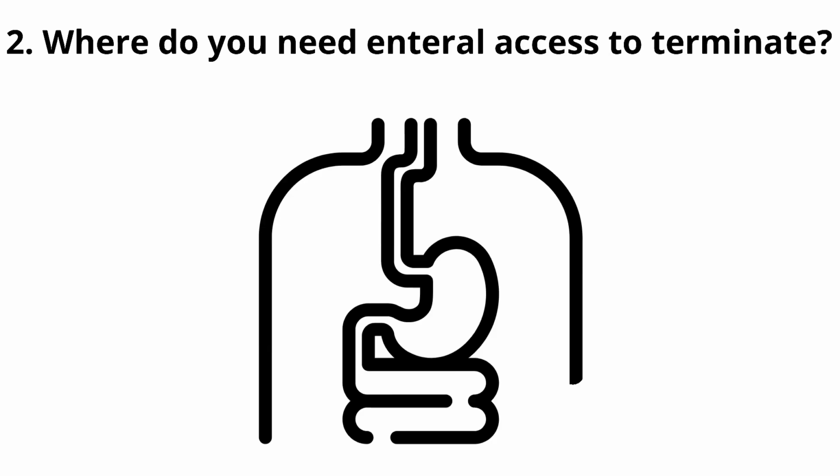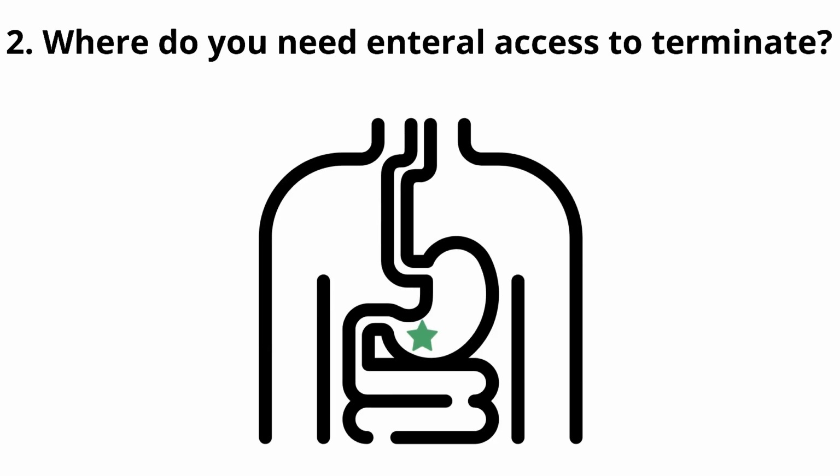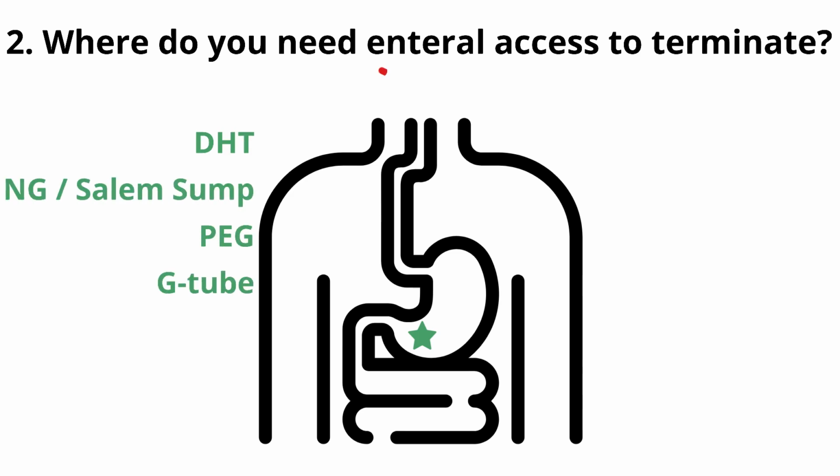Now on to factor number two. Where do you need enteral access to terminate in the GI tract? Our gastric enteral options end in the stomach and include Dobhoff tubes, NG tubes, and PEG tubes. PEG tubes are placed endoscopically through the esophagus and attached through the stomach from the inside. G tubes are inserted surgically or with interventional radiology into the stomach from the skin on the outside. Our jejunal enteral access options end in the small intestine and include the nasojejunal tubes or NJ tubes and the J tubes. And lastly, GJ tubes are special. They terminate in both the stomach and the small intestine. They do this with their 3 ports, the gastric port, the jejunal port, and a port for the balloon to hold it in place.